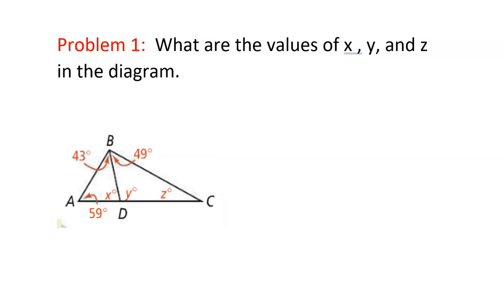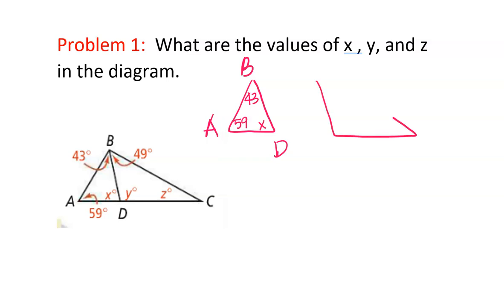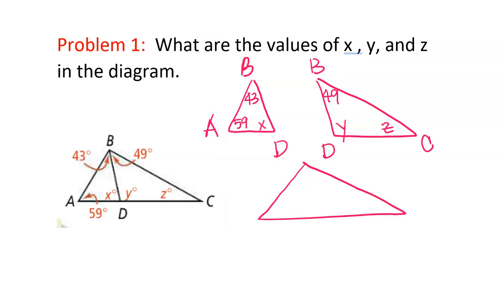So notice that we have actually 3 triangles. We have the small triangle, which looks like this. We have the triangle on the right. And sometimes splitting them apart helps you to see where you can start. And we have the large triangle as well. So here, this would be 43 plus 49.